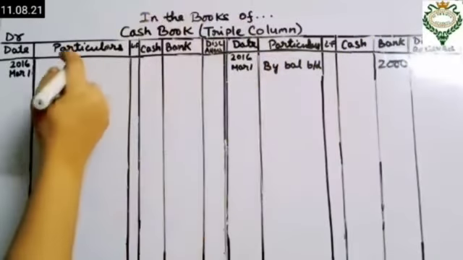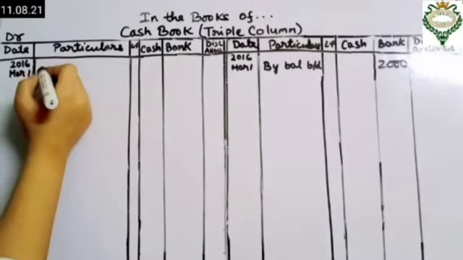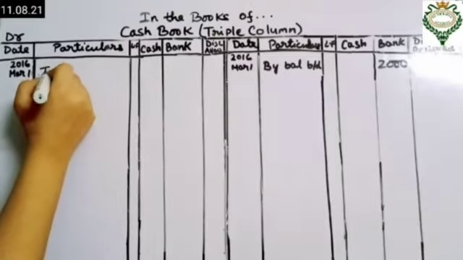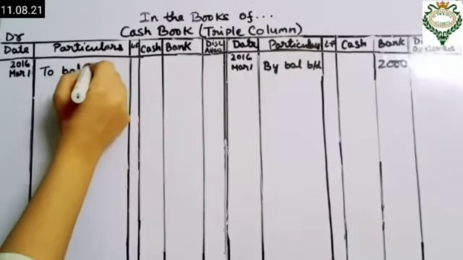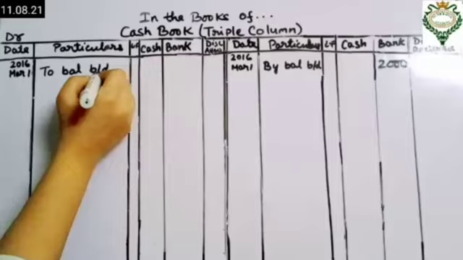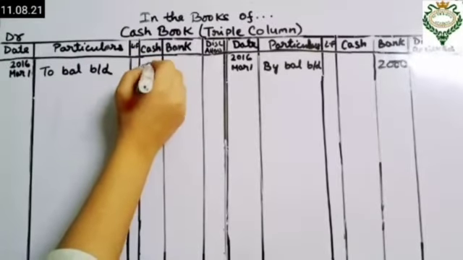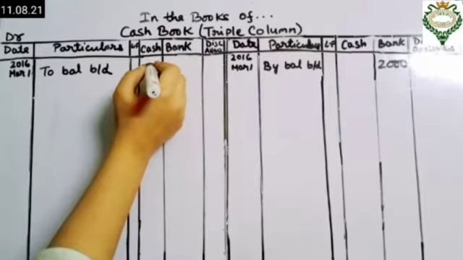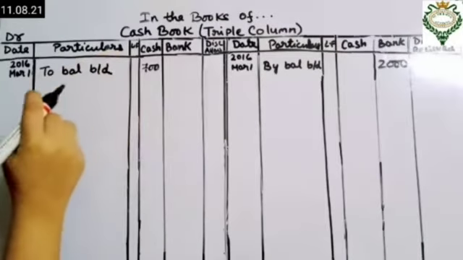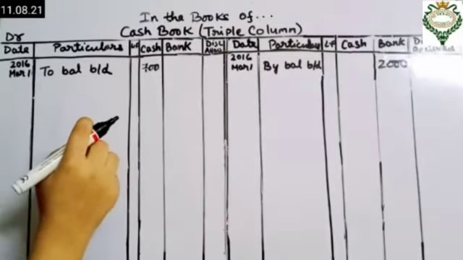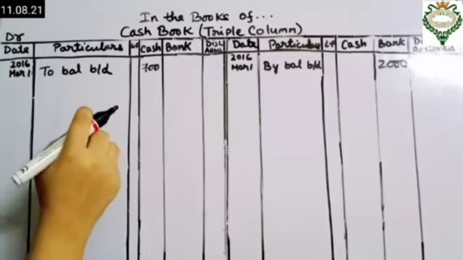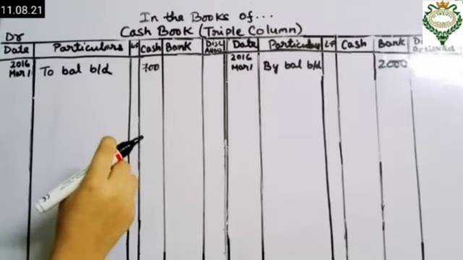And then it is saying cash in hand, so we will write here to balance b/d and we have the cash in the company, that is cash in hand 700. Then the next transaction is on 4th March. It is saying received from sales and paid into bank.